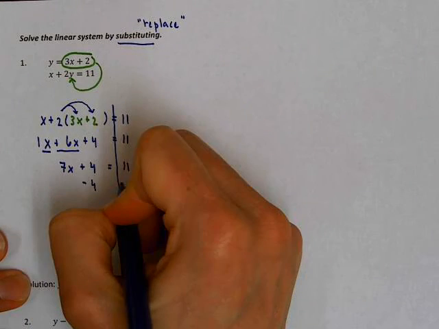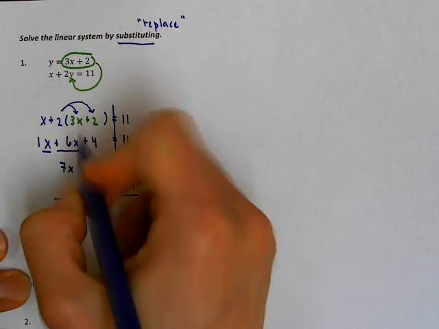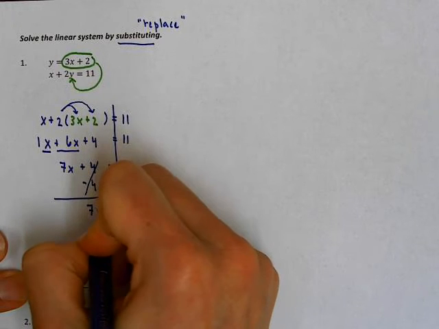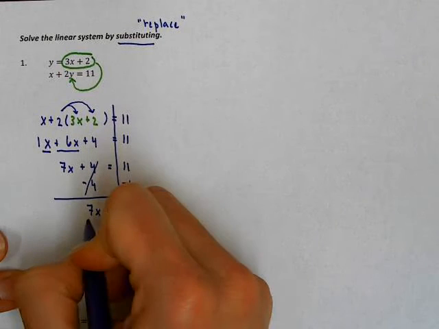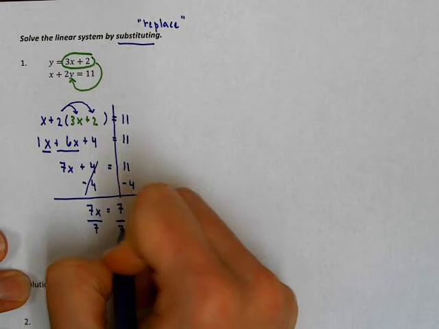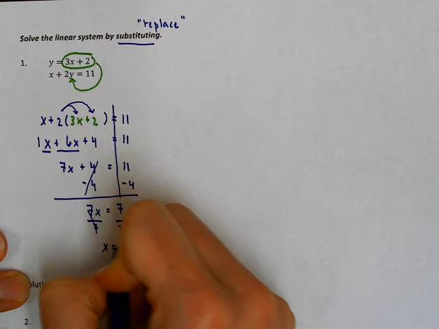I'm going to subtract 4 from both sides. I get 7x is equal to 7. And if I divide by 7, I get x is equal to 1.